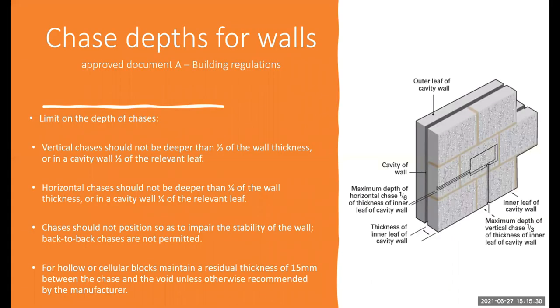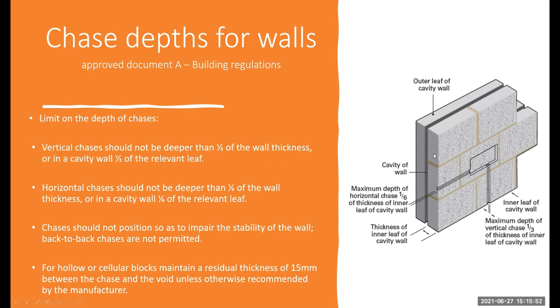So chase depths for walls is another topic that I'd like to talk about, because I see a lot of people buying their brand new chase machines and then just cracking on with it at full depth all the way along the wall. There is a limit on the depth of chases. It says here that a vertical chase should not be deeper than 1/3 of the wall thickness, or in a cavity wall, 1/3 of the relevant leaf.